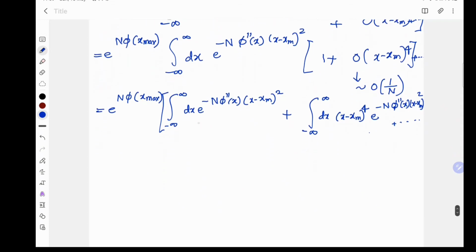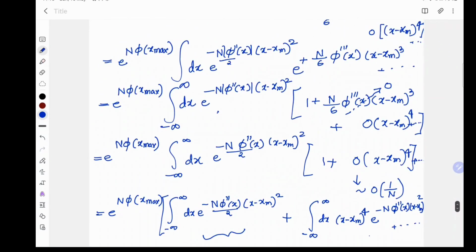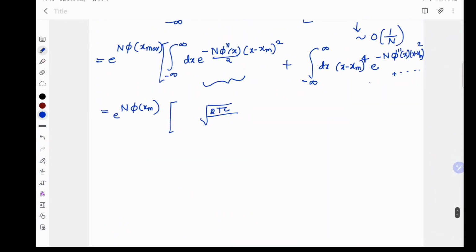So this part is Gaussian, you can calculate it directly, and e to the power n phi(x_m) times, this will be pi, this will be 2 pi. So I guess I have missed a 1 by 2 here, there is n by 2, yeah, so there is n by 2 here. So 2 pi over n phi double prime at x_m.